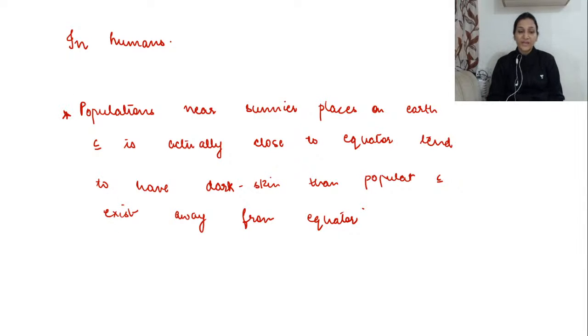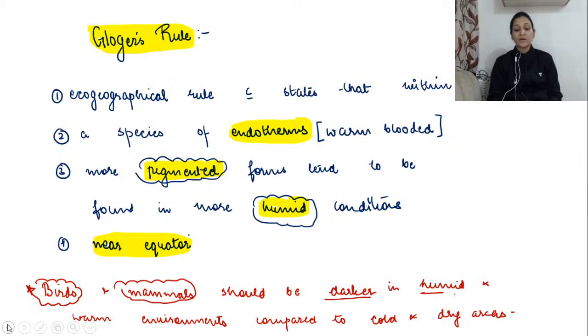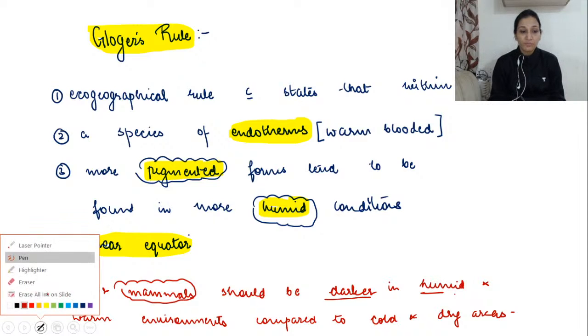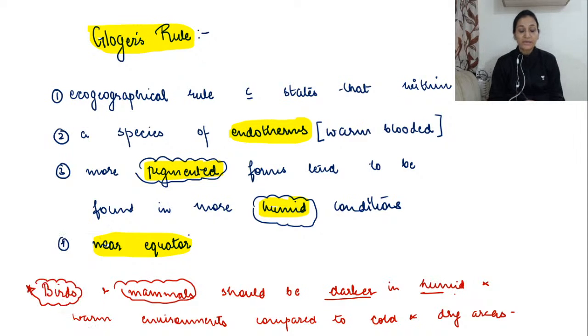So the color variation which is associated with Gloger's rule is mainly due to difference in which pigment? It is because of melanin pigment, which is mostly found in birds and mammals. So this Gloger's rule mainly stands true for melanin pigment. As I told you, we'll be doing the gist, and then we'll be talking about Gloger's rule a little more in detail.